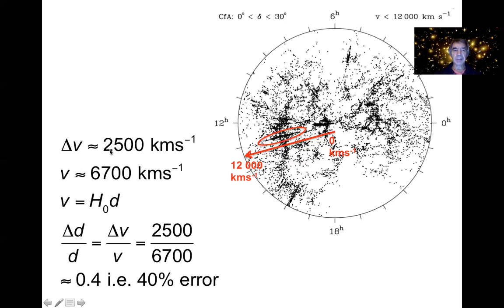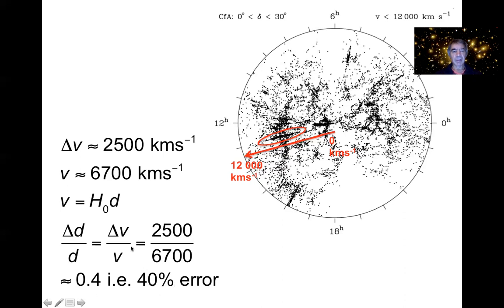I estimated that the delta V here was about 2,500 kilometers per second. Again, just roughly estimating. The mean velocity of this particular spoke here is about 6,700. So we know that V equals H naught d, this is Hubble's law. If we just look at fractional errors, this is just a linear formula, so the fractional error on the distance would be the same as the fractional error on the velocity. And so you can just take delta V over V to be this, which is about 0.4.